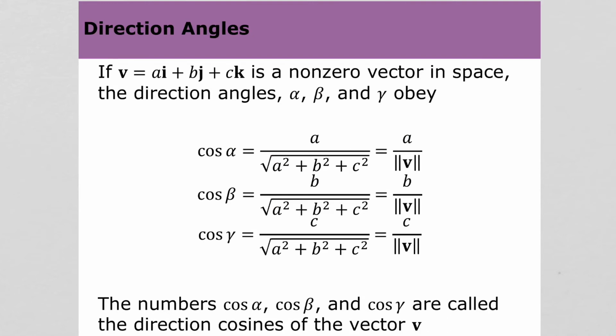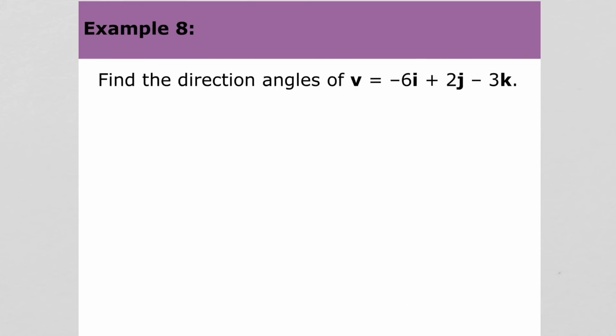So to find the direction angles, angle alpha is the inverse cosine of A over the magnitude of V, A being the I component of your vector. Angle beta is the inverse cosine of B over the magnitude of V. And angle, that's called lambda, is the inverse cosine of C over the magnitude of V.